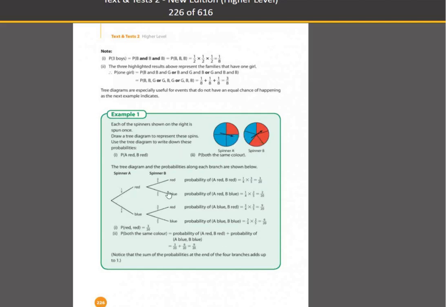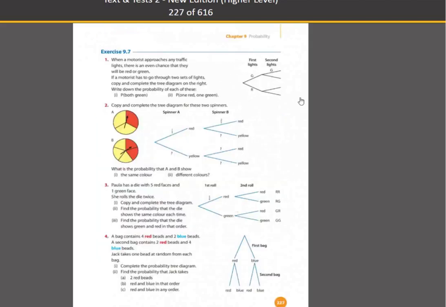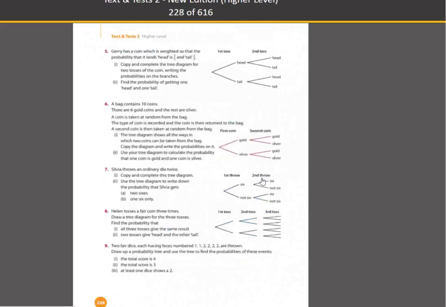What about a red and a blue, or a blue and a red? Same idea here. Okay, so exercise 9.7 there is all based on your tree diagram generally, with two or more events.